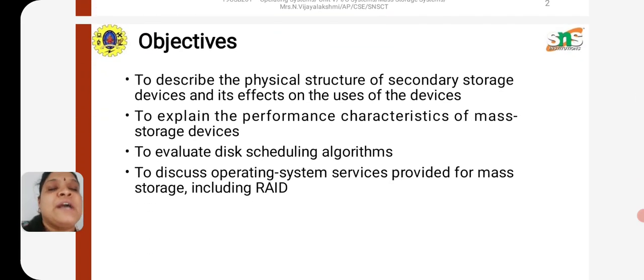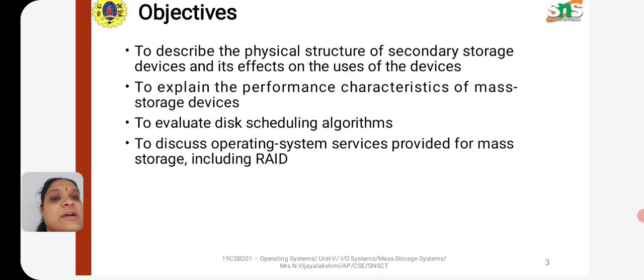What is the purpose of mass storage systems? We have discussed primary and secondary storage in the initial classes in operating systems. We are going to see the physical structure of the secondary storage, how a disk will be, where the head starts. Likewise, to explain the performance characteristics of mass storage devices and to evaluate disk scheduling algorithms, we have studied CPU scheduling. Now we are going to study disk scheduling algorithms, and to discuss operating system services provided for mass storage, including RAID.